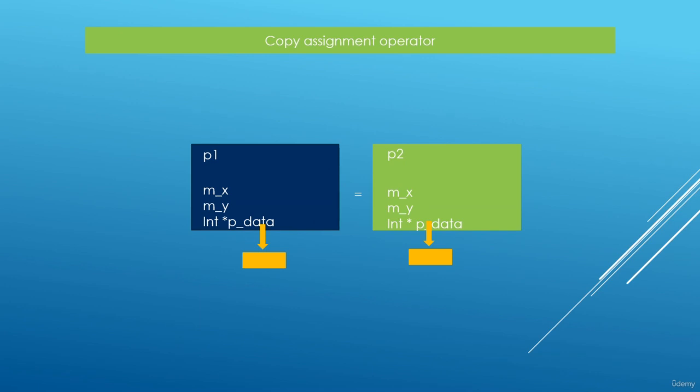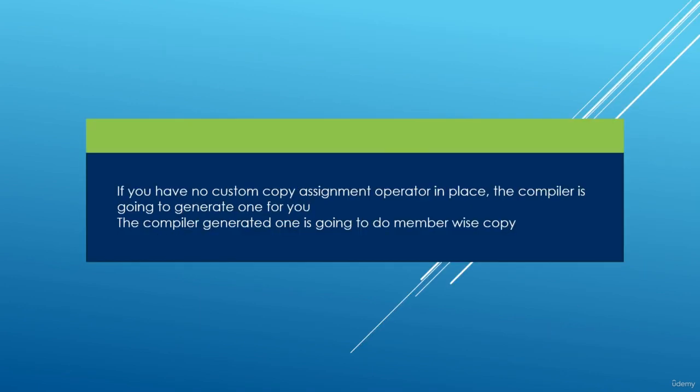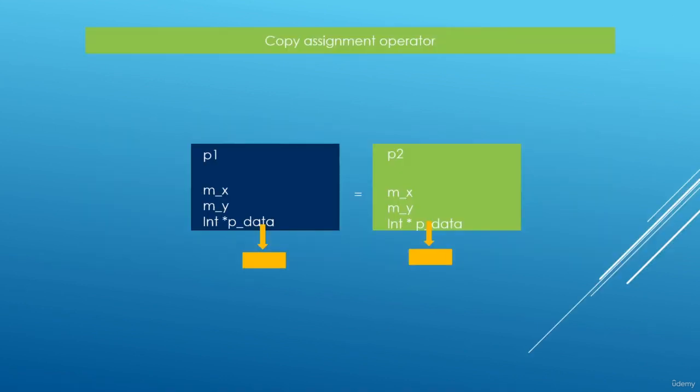One thing I should tell you up front is that if you don't have a custom copy assignment operator in place, the compiler is going to generate one for you. The compiler-generated one is going to do member-wise copy, which is what we just described. It's going to blindly copy each member variable from P2 into P1. And for pointers, this is going to do a shallow copy, and we don't want this. This is one reason we might want to do our own copy assignment operator. So let's see how we can do this.